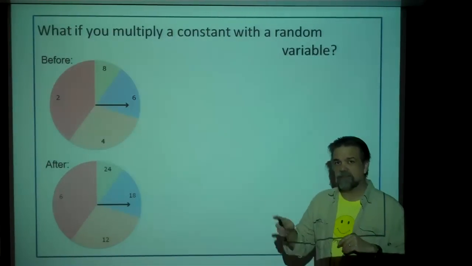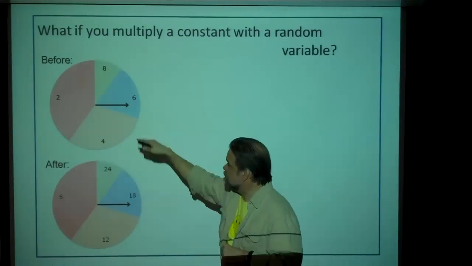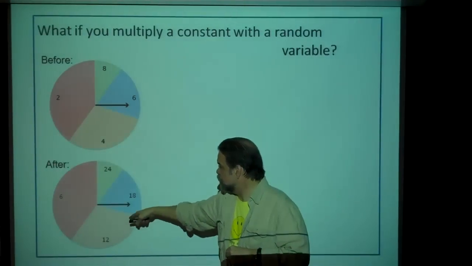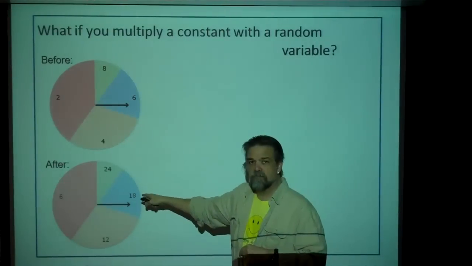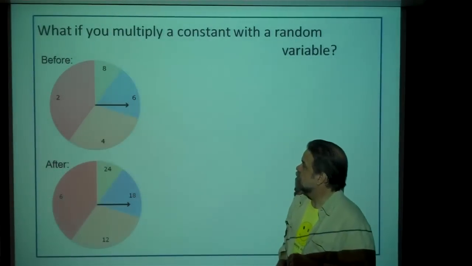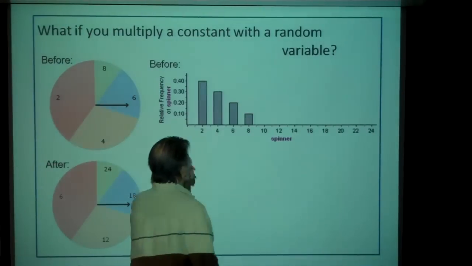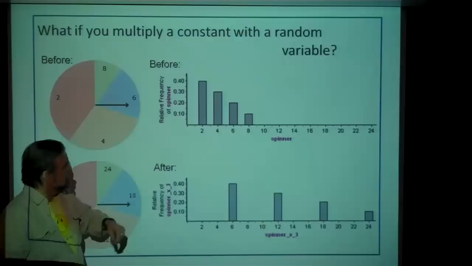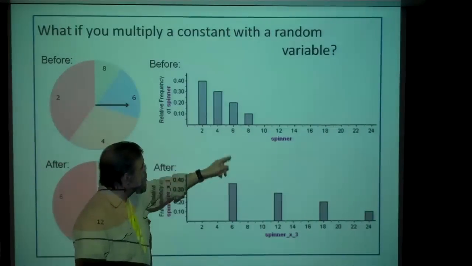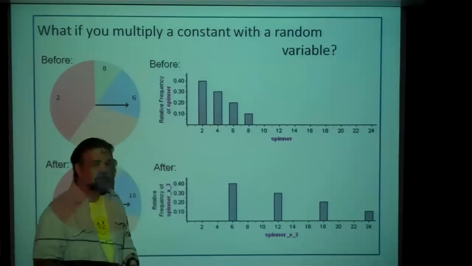So instead of adding something, I'm multiplying something now. Here's my original spinner, 2, 4, 6, 8. Here's my new spinner, 6, 12, 18, 24. So this time, I've taken my random variable and I've multiplied it by 3, okay? Again, let's look at the associated histograms. Here's our original one, and here's the new one. Now, our 2 bar has moved to 6, our 4 bar has moved to 12, our 6 has moved to 18, our 8 has moved to 24.